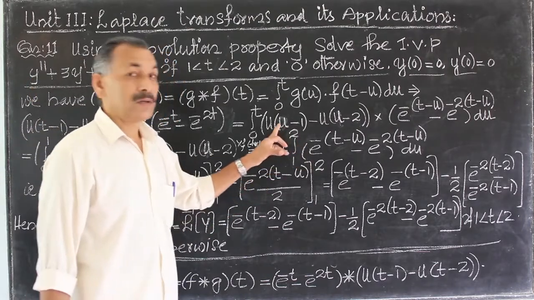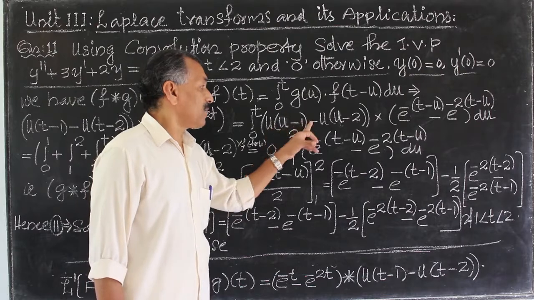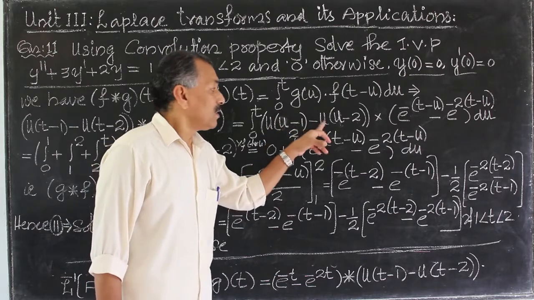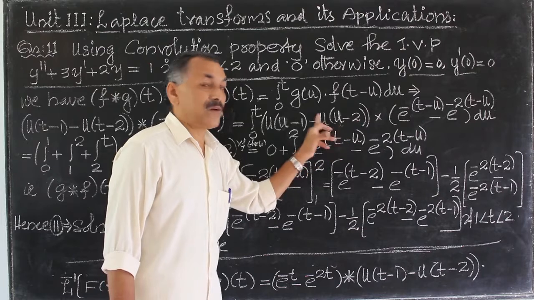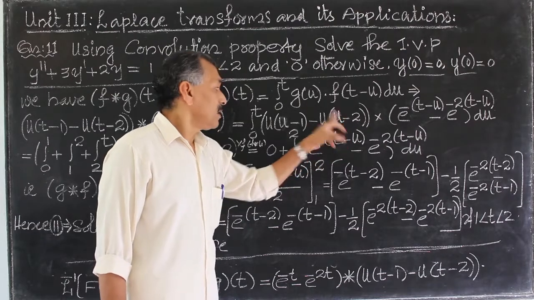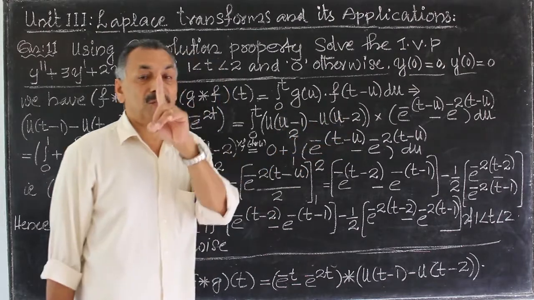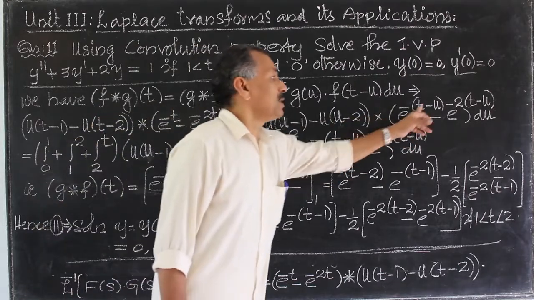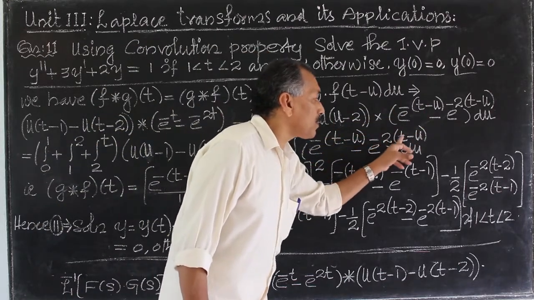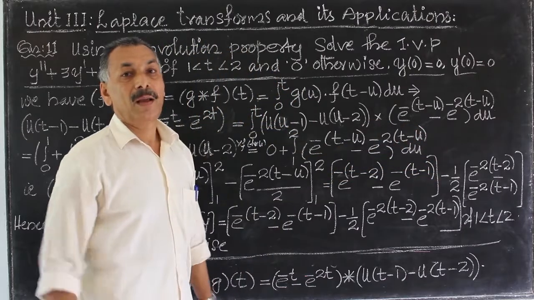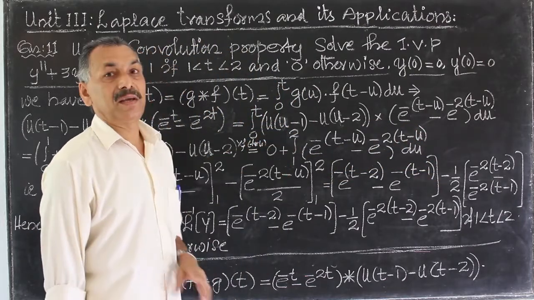Integral 1 to 2: here u is greater than 1, so u(u-1) is 1, and since u is less than 2, u(u-2) is 0. That is, u(u-1) minus u(u-2) is equal to 1. Now 1 into this one, e raised to minus (t minus u), minus e raised to minus 2 into (t minus u) du, plus if t is from 2 to t.